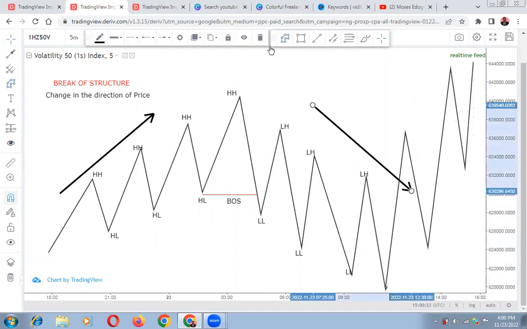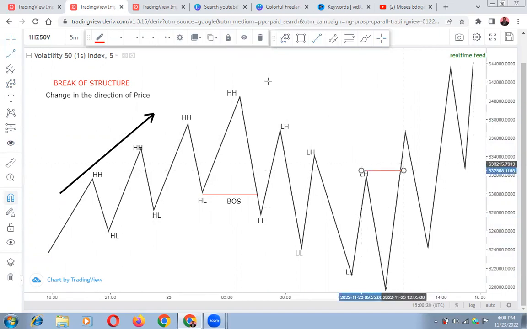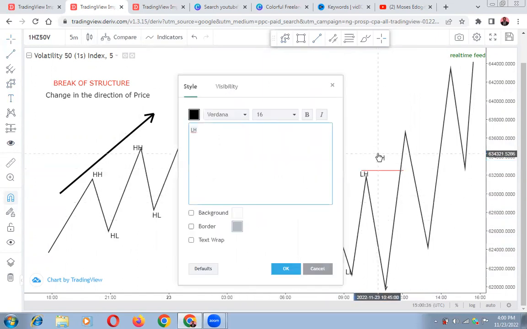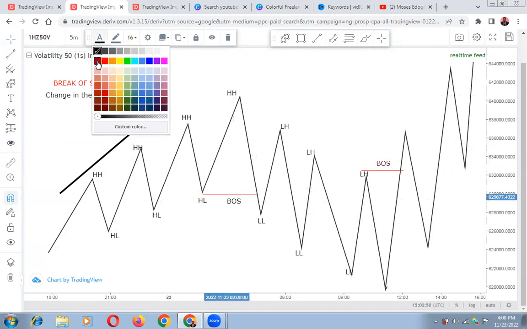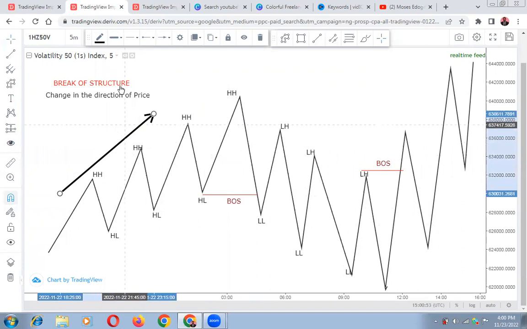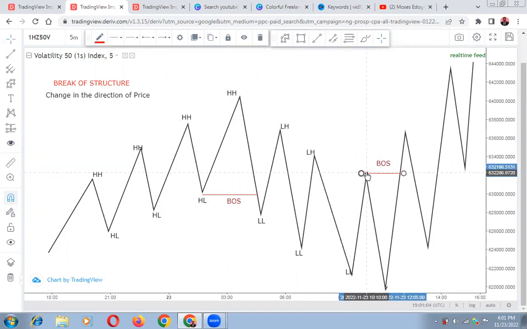Okay, let me remove this. So price comes and then closes below this. This is a break of structure. The same thing. It signals the end of the trend. It's telling you that the trend has come to an end. So this is a bullish break of structure when price breaks downward. So it's a break of structure to a downtrend, and then this is a break of structure giving you an uptrend.